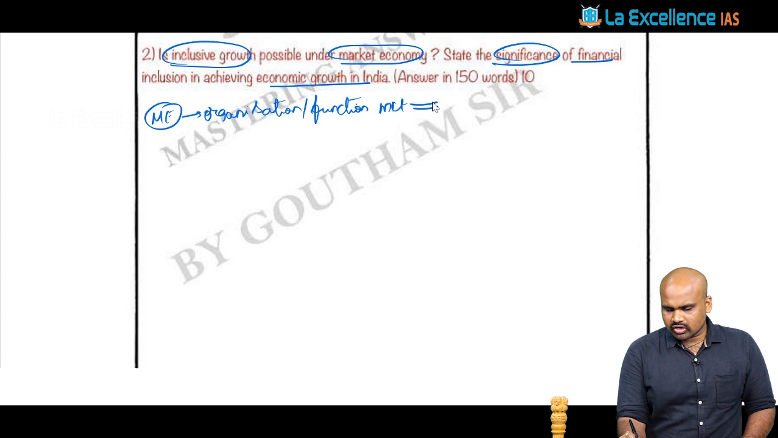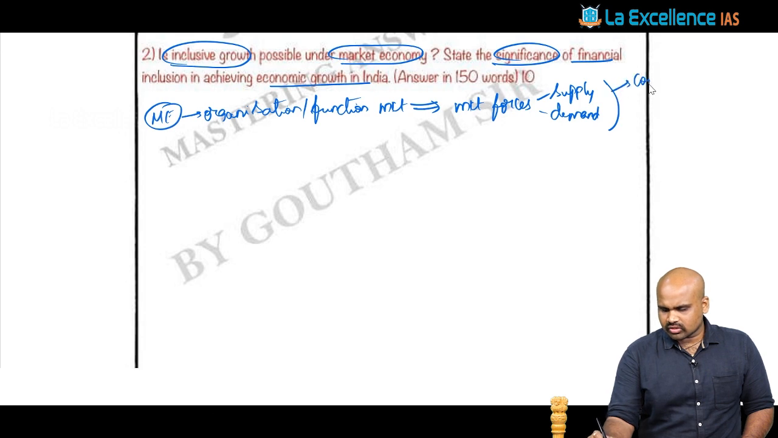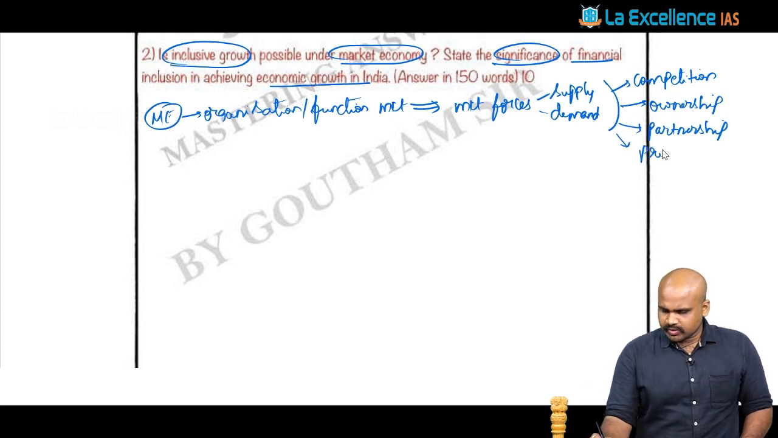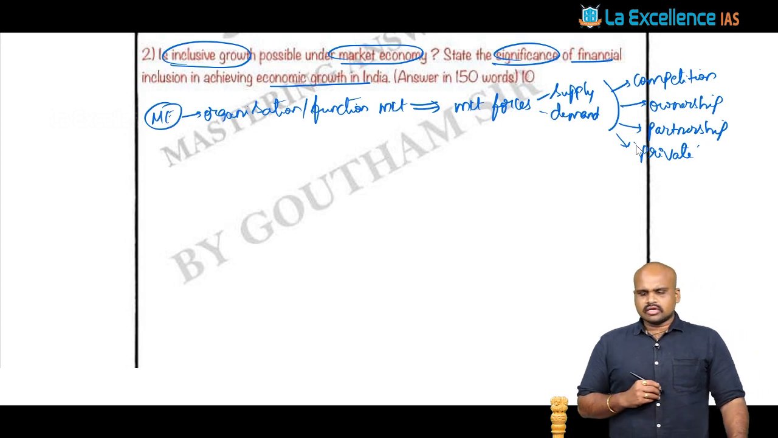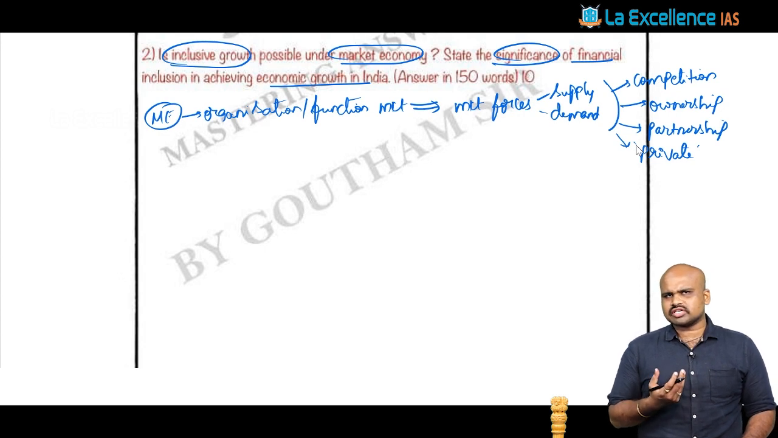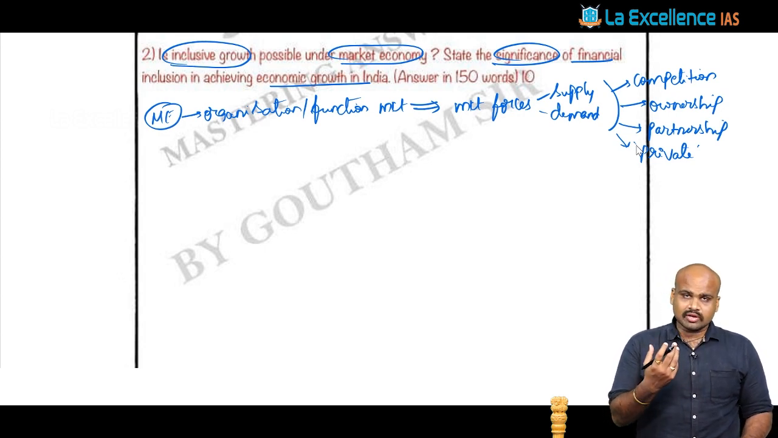This market economy is all driven by market forces, that is supply and demand. And when you look at the major elements of any market economy, there is an element of competition, an element of ownership, an element of partnership, and also the private player which is playing. The private element. So categorically, a market economy is all about liberalization, privatization and globalization, where you would have an element of integration again.